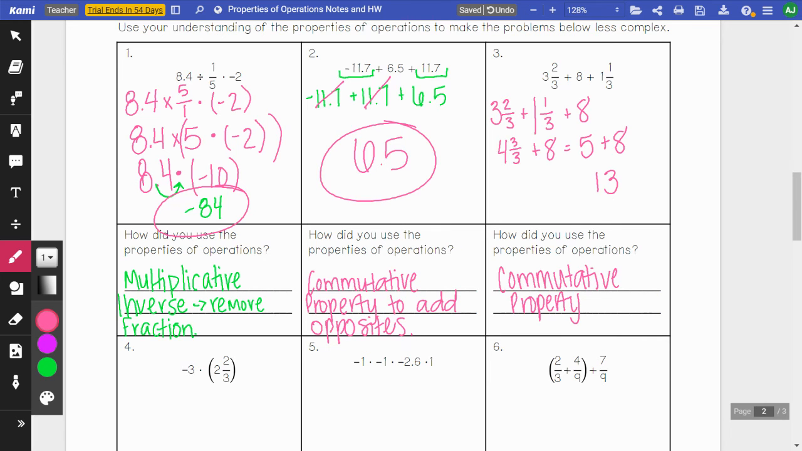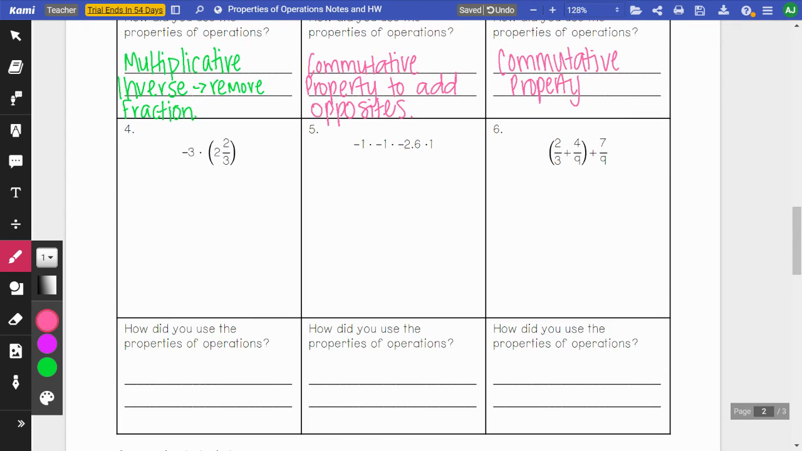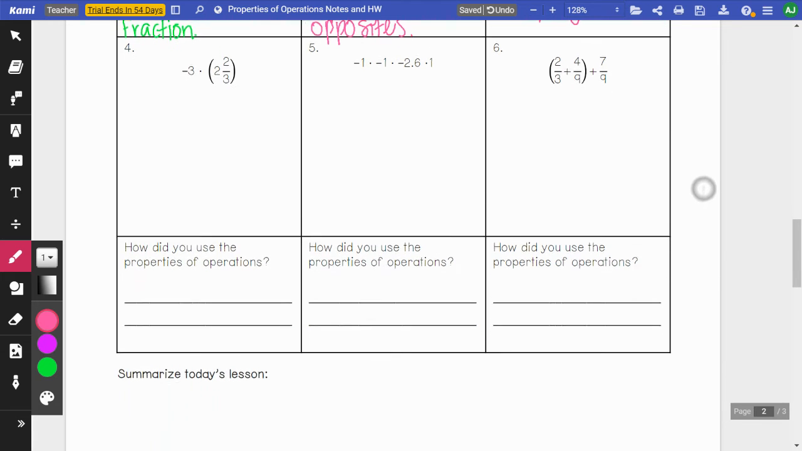All right, let's scroll on down to examples 4, 5, and 6. And again, at any point you need to stop the video, you want to work these out on your own, please feel free, and then jump back on and make sure that you check your work.